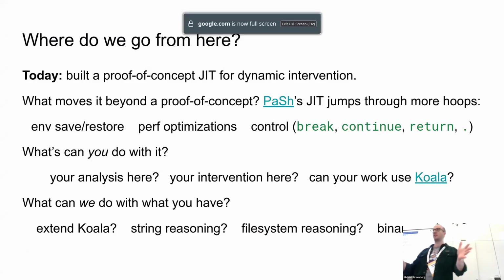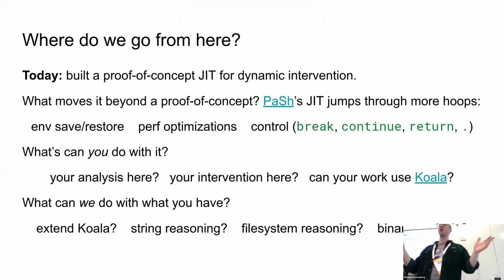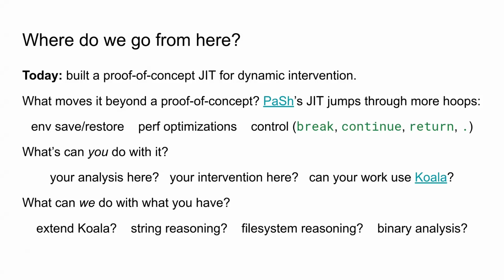So today we built a proof of concept JIT for dynamic interposition. We started from knowing nothing about shell ASTs, and now we're intervening dynamically. I think this is pretty cool. I hope you think it's cool too. There's a bunch of things you have to do to move to a real thing. Better and safer restore, a ton of perf optimization, and handling control flow are maybe the big ones. We already talked about that a little bit.